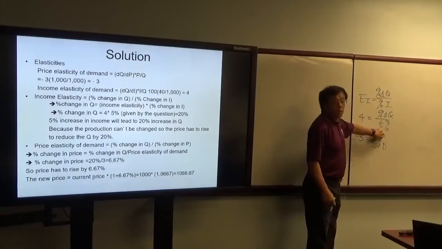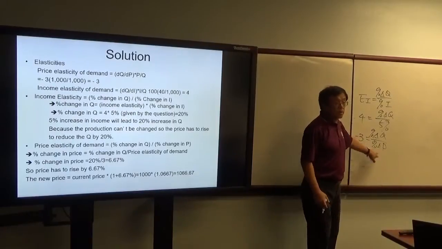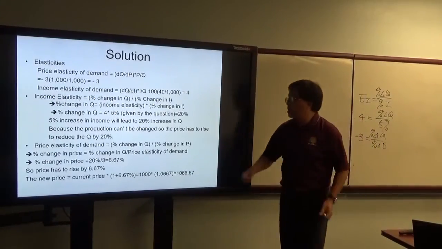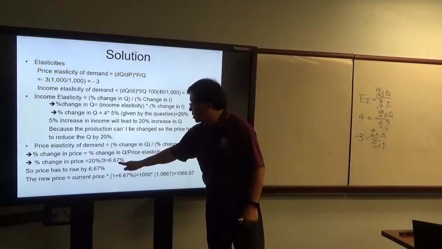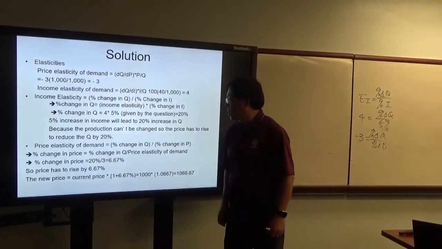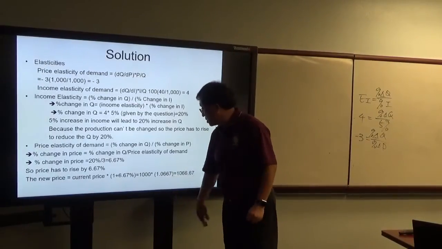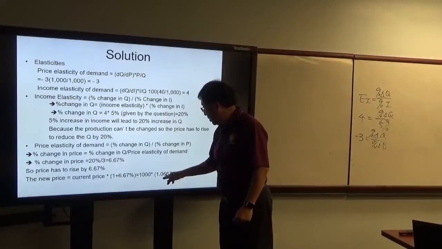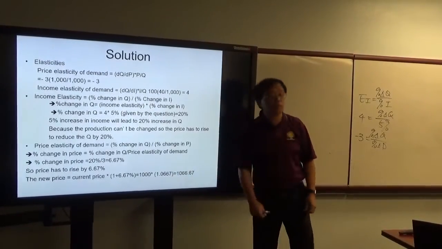So now we have to decrease the quantity by 20%. We can go back to find the change in price. You can figure out the change in price is 6.67. And right now the price is $1,000, so you multiply by 1 plus the 6.67. So the new price should be this one.